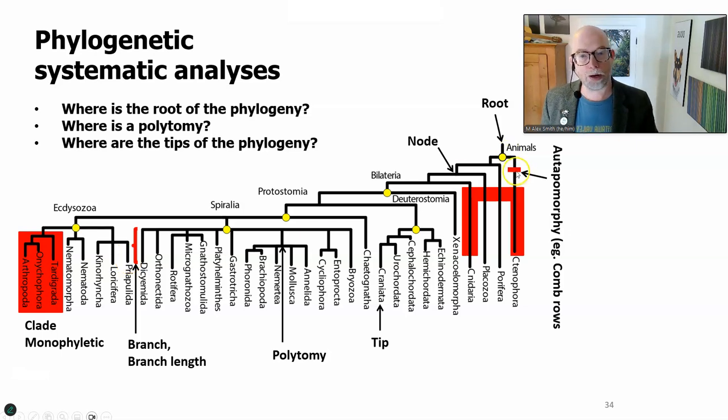And then we can plot onto this two different things. We can plot on names, so like this U shape or upside down U that I'll talk about in a second, or we can plot on autapomorphies, or the traits. And so comb rows is a trait that is specific to the ctenophores. So we could put a ctenophore trait right there.